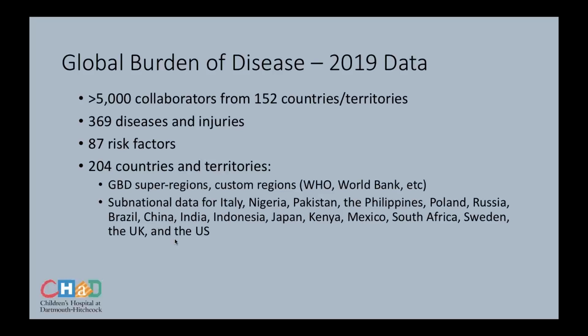but it can be broken down by what they call the GBD super regions or custom regions like the World Bank regions. And then the most recent improvement is that there's now a lot of subnational data for countries that have more subnational data. And so when you look at some of the maps, you're able to see within each country it broken down into subregions as well, so it's much more specific. And this is updated with every iteration of GBD.